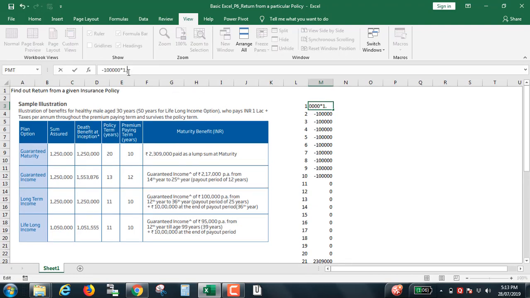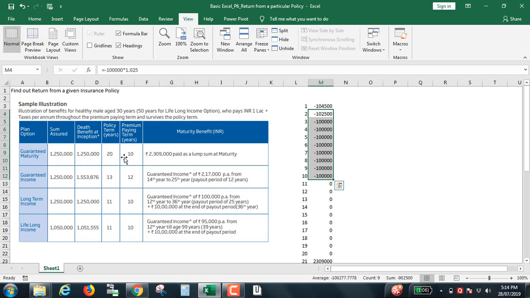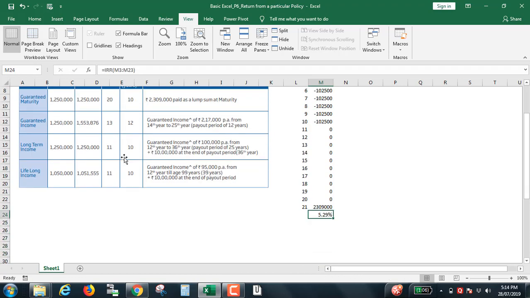Then this will be the ROI. So I am including taxes. This is 4.5% in the first year, and from the second year it is 2.5%. This is the total investment that you are making in the 10 years, and you are getting the same amount, 23,09,000. The ROI for this is 5.29%.